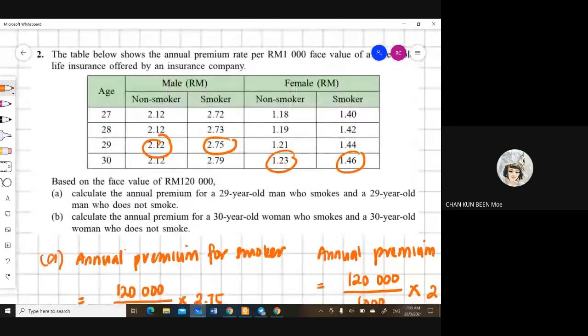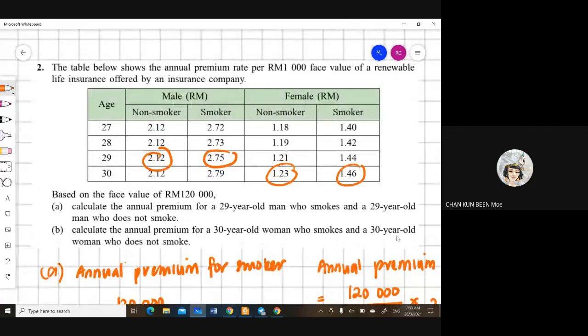Okay, so the question number 2 over here, they show you the table of the annual premium rate for 1,000 face value. So this one is important, 1,000 face value of a renewable life insurance offered by an insurance company. You are shown the age from 27 to 30 over here for male and female, both smoker and also non-smoker. Based on the face value of 120,000, calculate the annual premium for a 29-year-old man who smokes and a 29-year-old man who does not smoke.